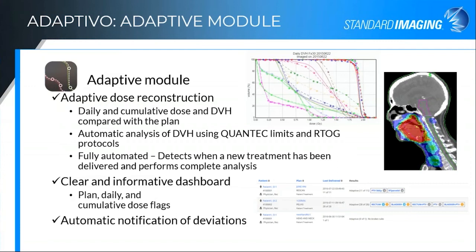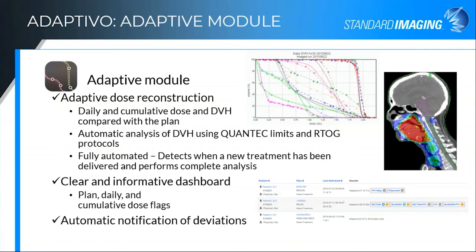I guess I didn't include the daily image stuff, but for the cone beam, flags are generated based on the structure that violated one of those dose protocols. We have 3 different types of flags that are generated. One is for the plan dose, and this means that something about your plan dose distribution was out of tolerance at the time that we first brought the plan into Adaptivo.